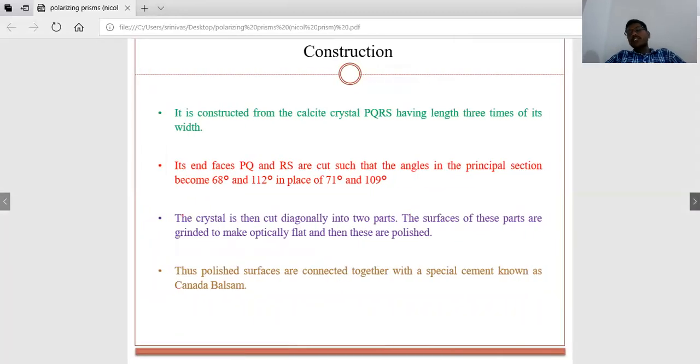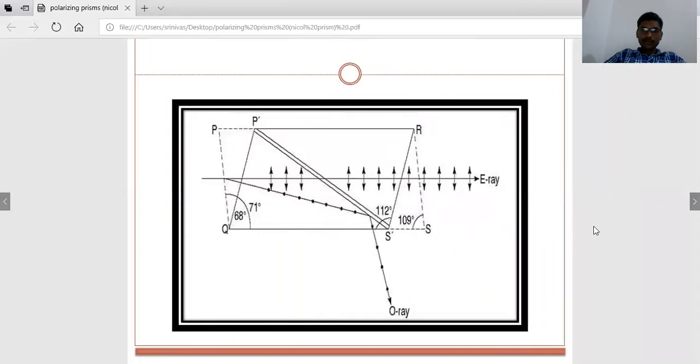Next, how do we construct that Nicol prism? It is constructed from calcite crystal. See this figure before we go into this. These are two calcite crystal prisms. We cut it diagonally like this and attach the parts using Canada balsam. See, this is PQRS and we cut like P prime Q R S prime. How is it constructed? We have shown this figure.